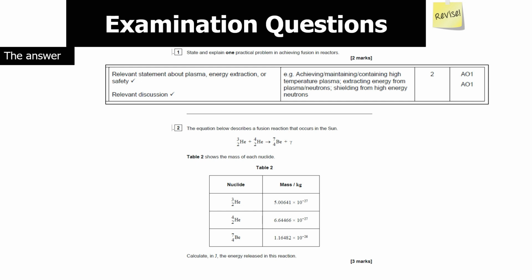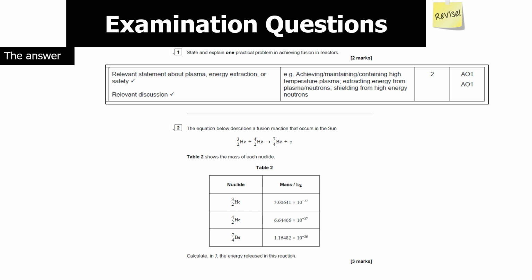Secondly, you could indicate that extracting the energy from the plasma after it's been produced is not a cost-effective process, and actually you don't have an energy surplus after this. You actually have an energy deficit. And then finally, the idea that neutrons are produced in this fusion process and they've got a high energy, so are likely to be ionizing, which will be an issue.